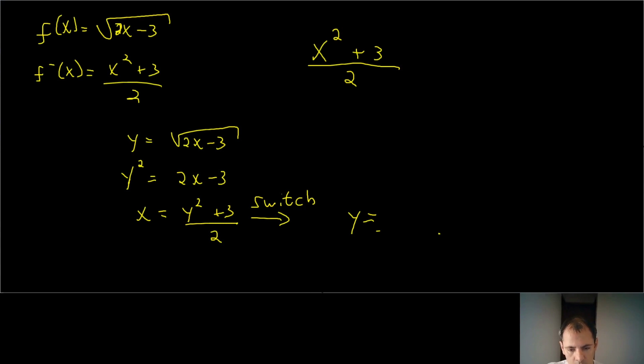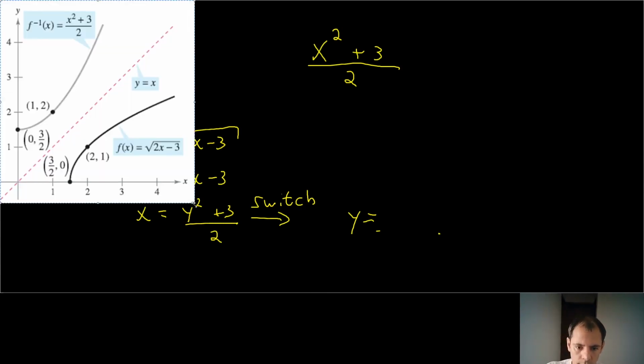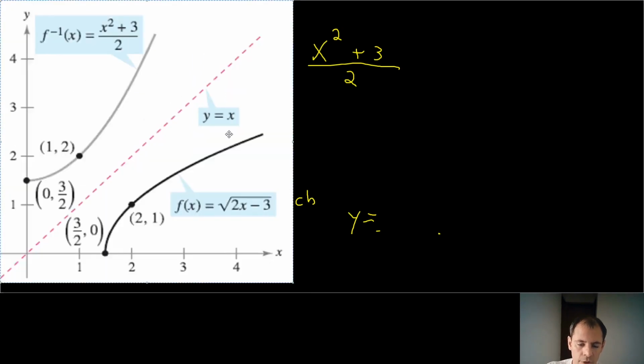There's something else too that I don't know if I've shown you already: the function and its inverse are symmetrical about the y equals x line. So if it's coming here, it's coming here. If it does something like this, then it has to do something like this in here.